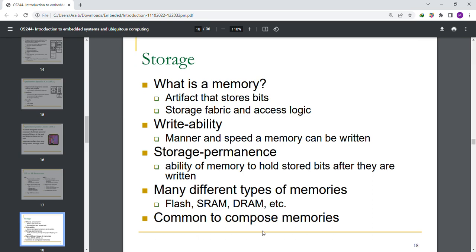Storage. What is memory? Artifacts that store bits. Storage fabric and access logic. Writability: the manner and speed with which memory can be written. Storage permanence: the ability of memory to hold stored bits after they are written. Many different types of memory: flash, SRAM, DRAM, etc.